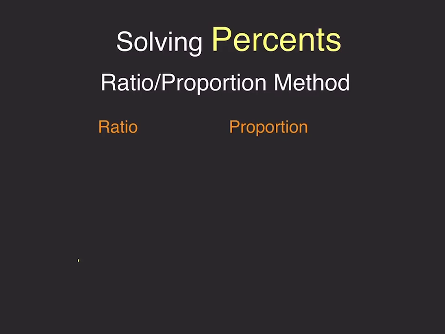So an example might be if someone is shooting a basketball and that person takes 5 shots and makes 3. I could write this as a ratio: 3 made shots out of a total of 5 total shots. That's a ratio, 3 out of 5.